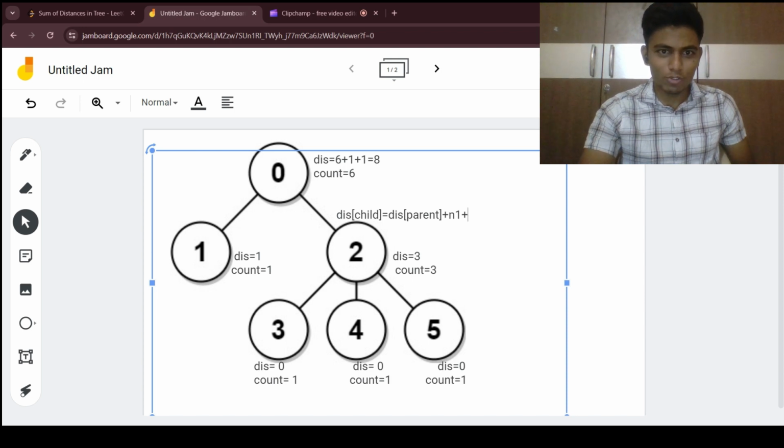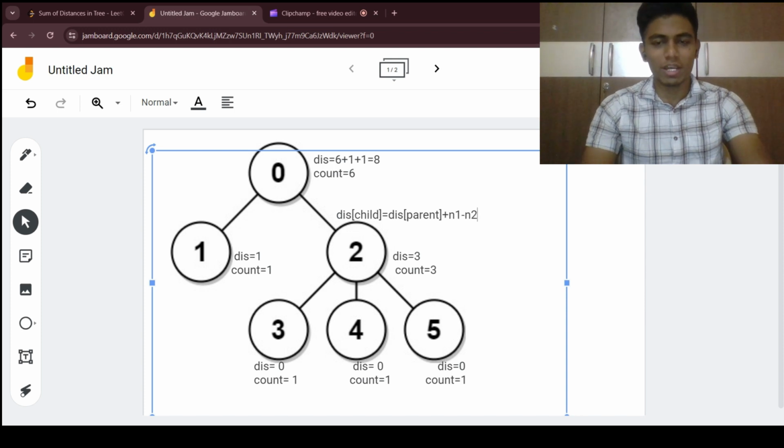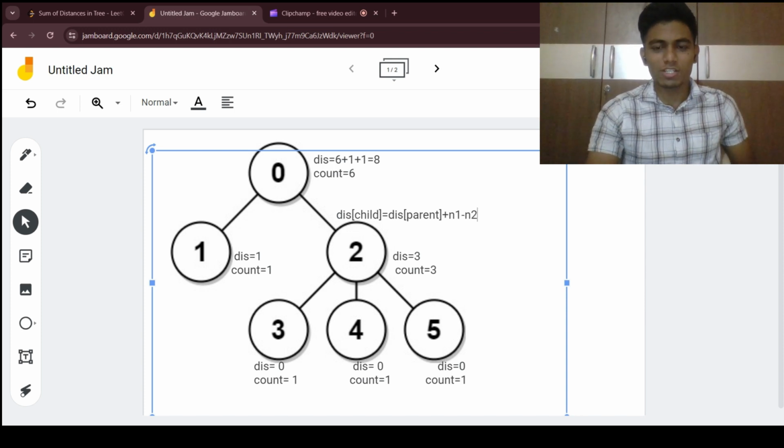That means these nodes' distances will decrease via n2. The number of nodes which are present is going to decrease with n2, and then this is going to be my answer. And then for this, we are going to calculate with n1 and n2.